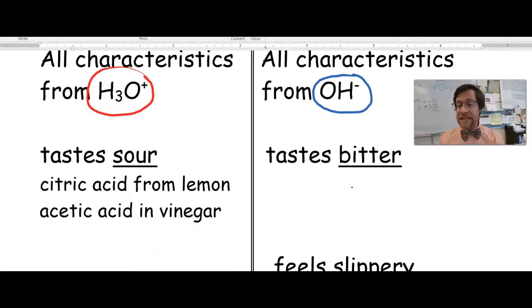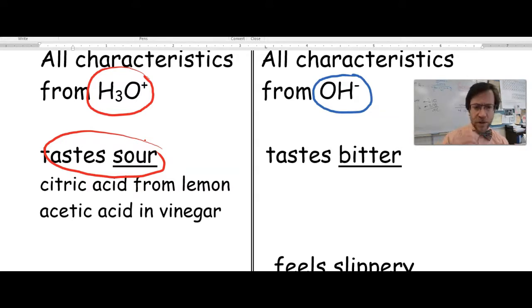As far as tasting, yeah, acids taste sour, and humans have learned to love the taste of acids. That's why we have vinegar-based salad dressing. That's why we like citrus fruits, because vitamin C is actually a really weak acid. There are so many things that we like that are acidic, like Sour Patch Kids. So good, so good.